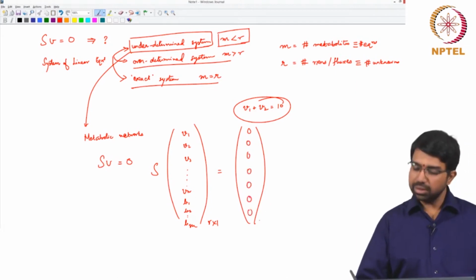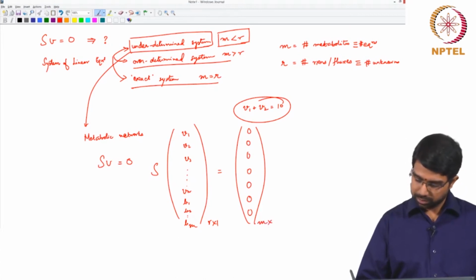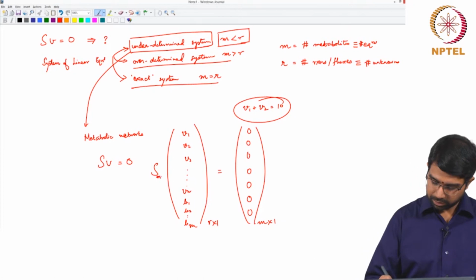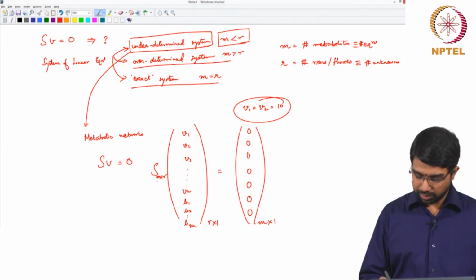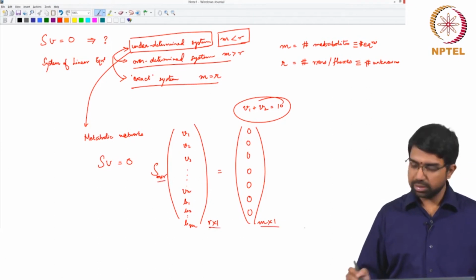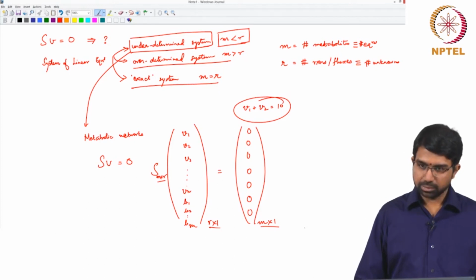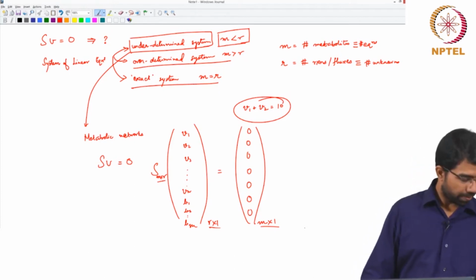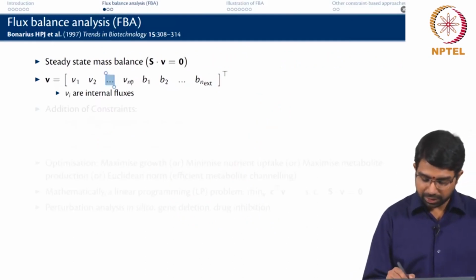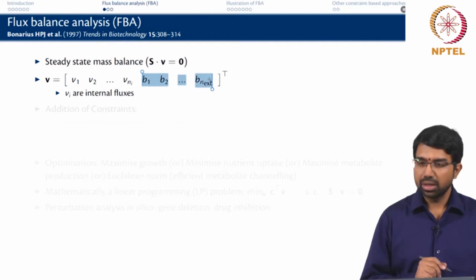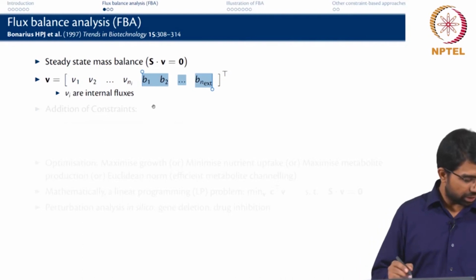What is the size of this vector? Right. So, this is going to be M cross R, this is R cross 1, this is M cross 1. Clear? So, we basically discriminate between the internal fluxes and the external fluxes. External fluxes involve exchange with the outer environment.